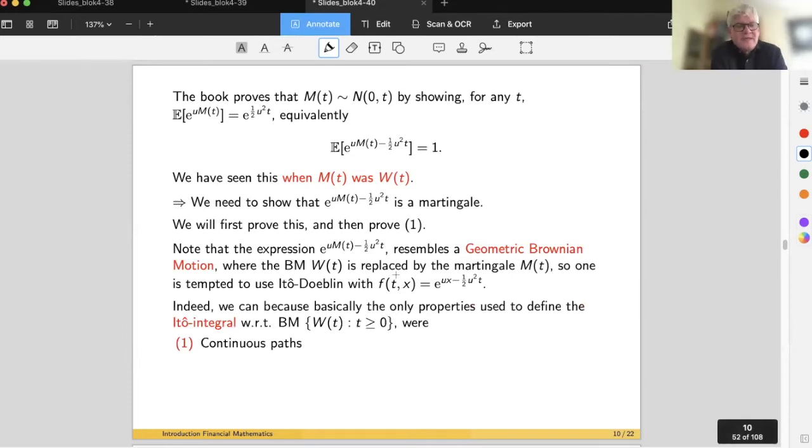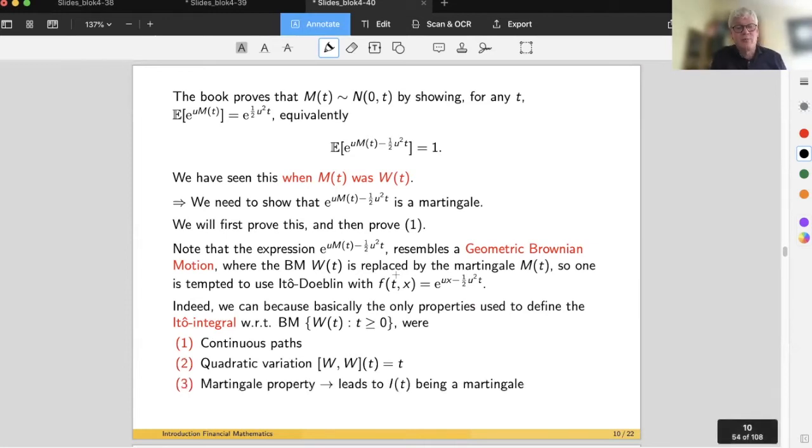The three properties that we have used to define the Ito integral, as I mentioned: we did not really use the fact that Brownian motion has independent increments, normally distributed with mean 0 and variance t minus s. But the things that we have used are the continuous paths, the quadratic variation of W being equal to t, and the martingale property, leading to the fact that the integral that we define is a martingale. And these three we also have in our theorem 4.6.4. So we keep them in this part.